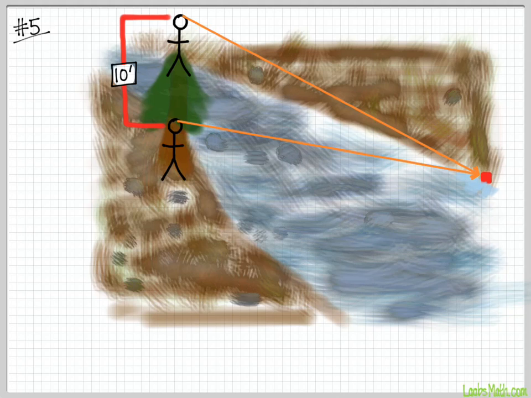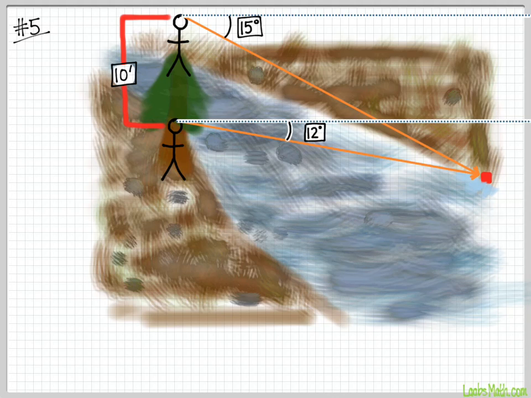He then looks at that spot, and from his line of horizon, he's looking down, so it's an angle of depression. He's looking down 12 degrees when he's standing at the base of the tree and 15 degrees when he's at the top of the tree. The question in the problem is, how far is this boy from the other side of the river? So we're looking for that segment A, the length of A. The other question that's going to be asked is, how wide is the river?